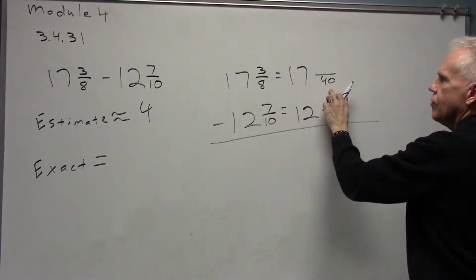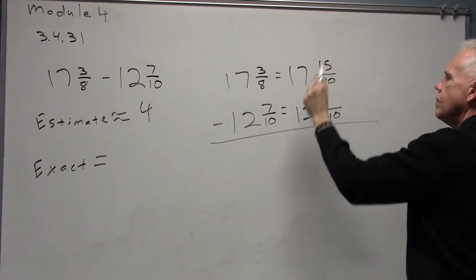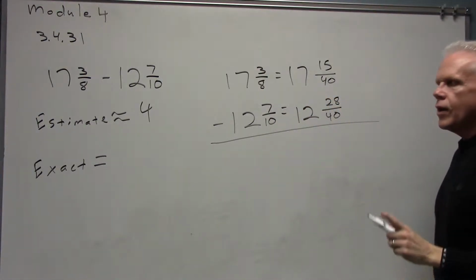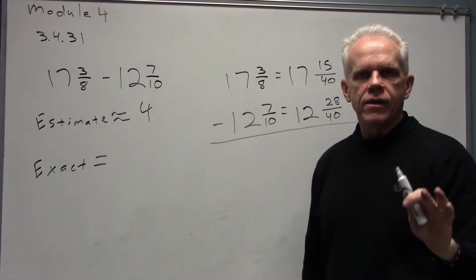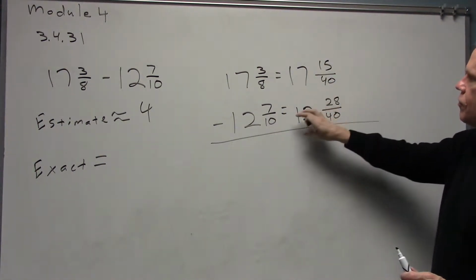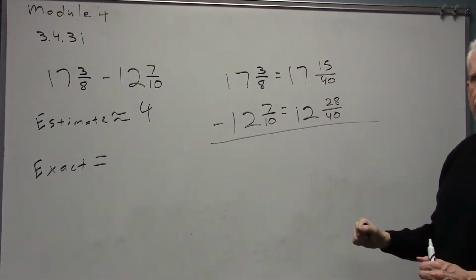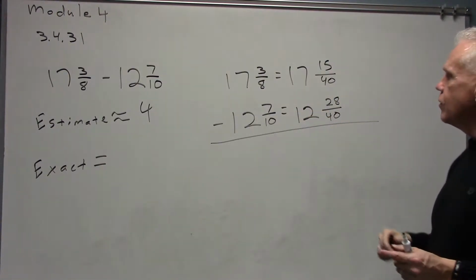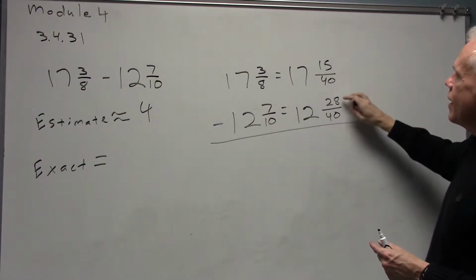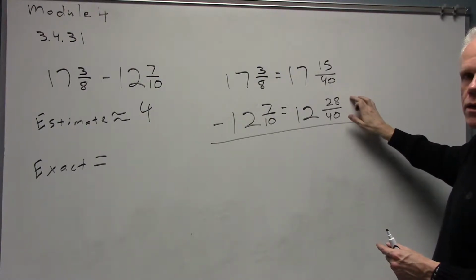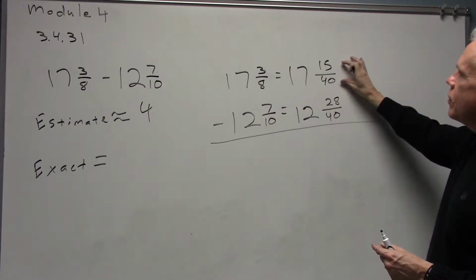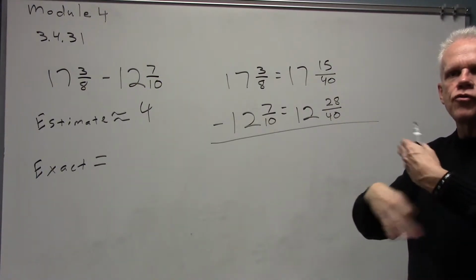Now, 8 times 5 is 40, 3 times 5 is 15, 10 times 4 is 40, 7 times 4 is 28. Now notice, we are subtracting. So we've got 17 and 15/40 minus 12 and 28/40. We've got a problem. Do you see it? We can't do 15 minus 28. The 28's too big. We've got to build up this 15 over 40 to a larger fraction.